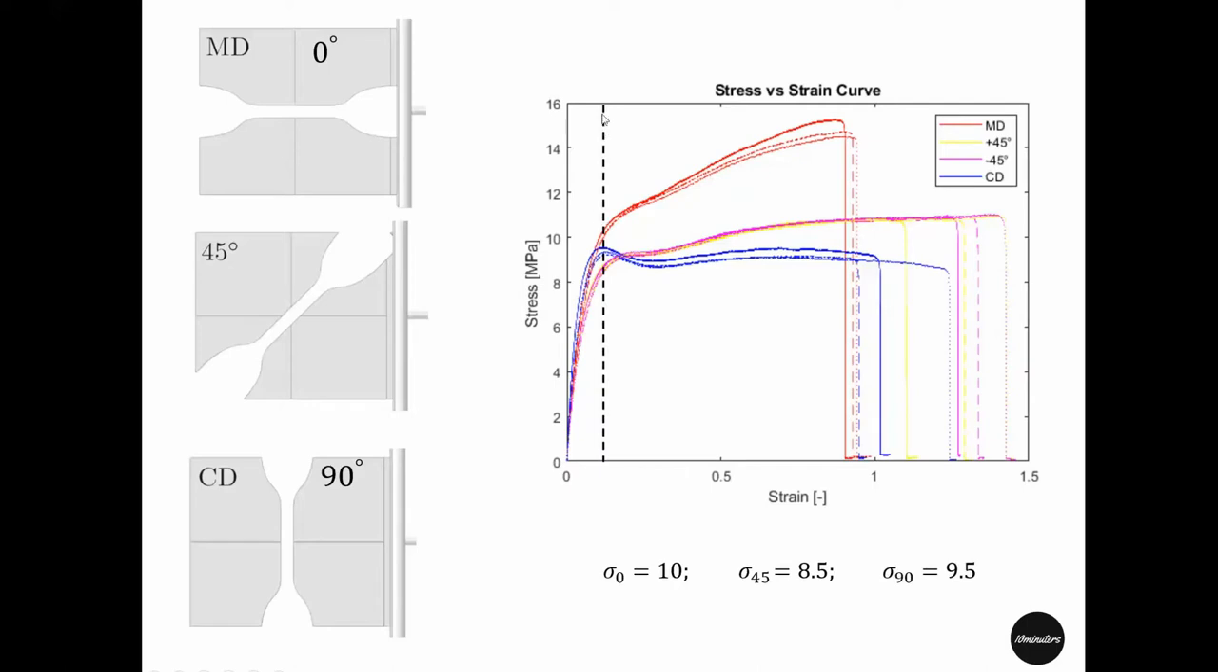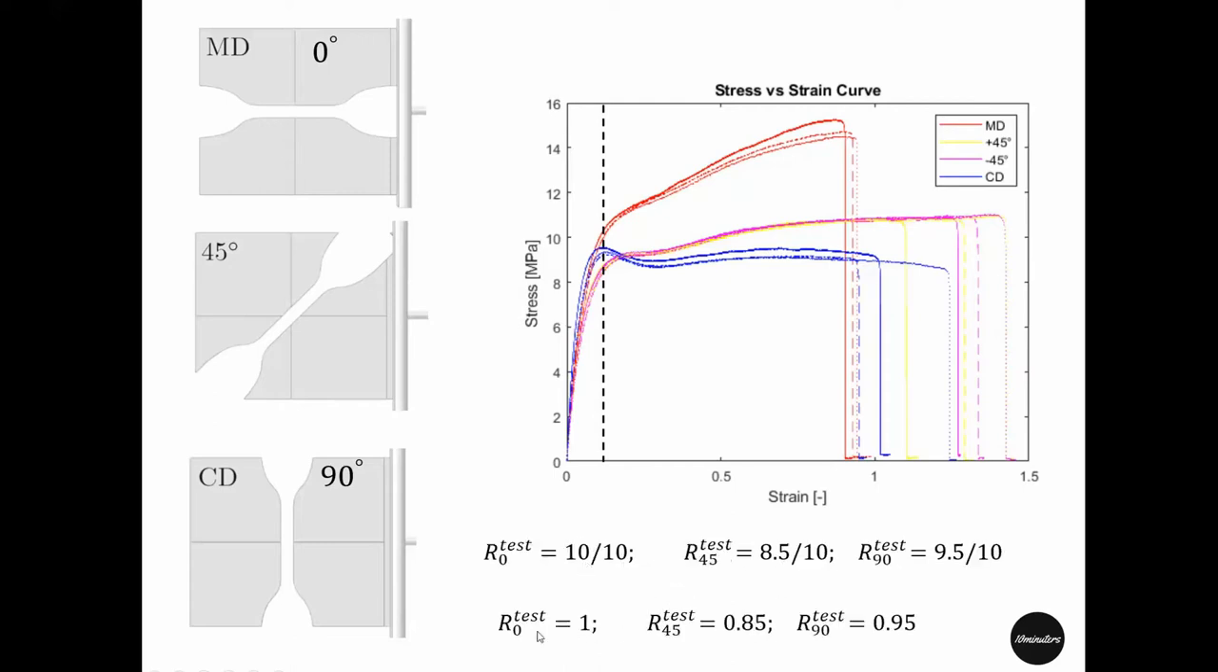If at this strain the material starts to yield in each direction, then the yield stress at 0 degree orientation is about 10 MPa. Yield stress for 90 or CD orientation is about 9.5 MPa, and yield stress at 45 degree orientation is 8.5 MPa. We can get the yield stress ratio by dividing each of the yield stresses by the yield stress at 0 degree orientation. This normalized quantity will be called the yield stress ratio at 0, 45, and 90 degree orientation.